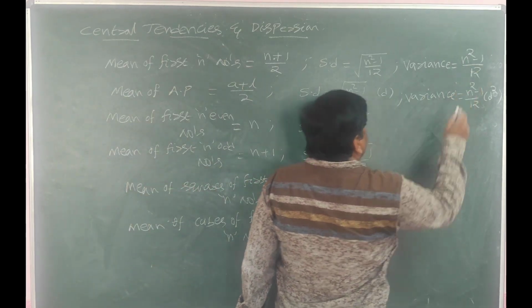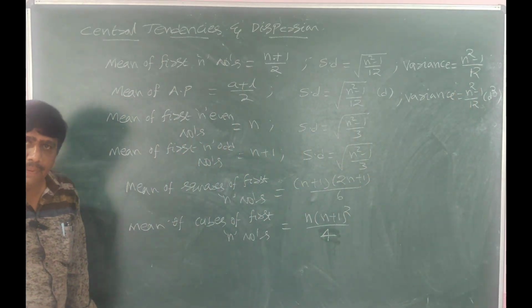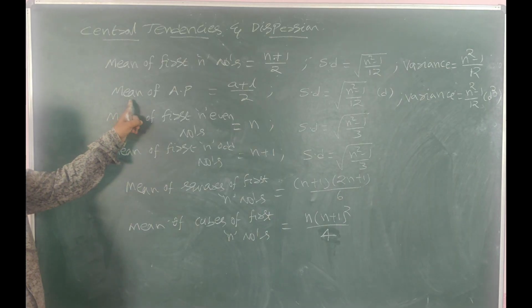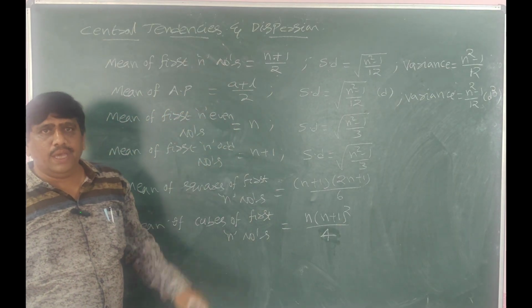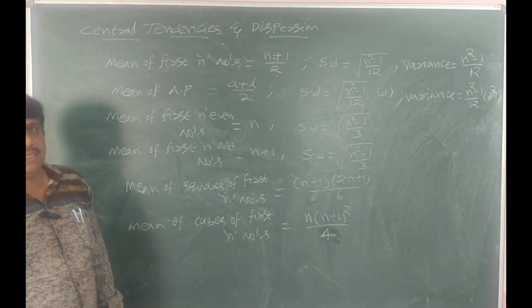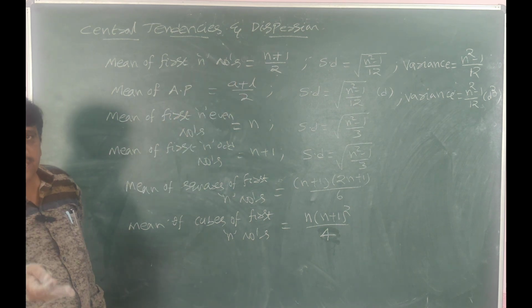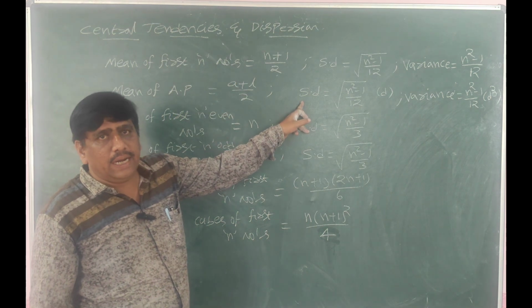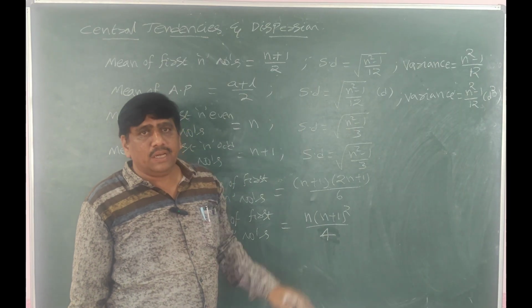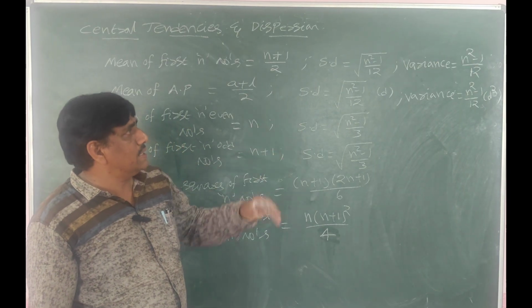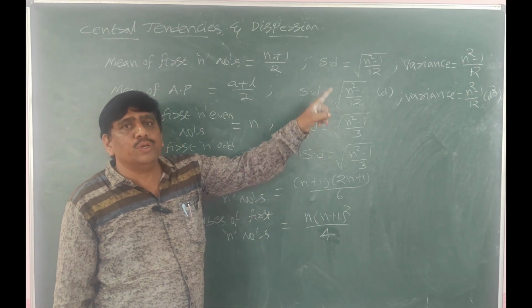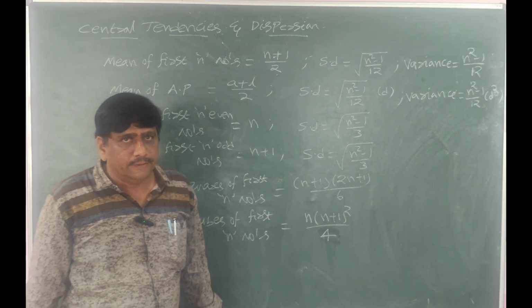Similarly, if the given series is in AP, the arithmetic mean is first term plus last term by 2, A plus L by 2. If the given series is in AP, you can compute the mean using A plus L by 2. And the SD formula is directly root of n square minus 1 by 12 into D. That means the variance is n square minus 1 by 12 into D square, the square of SD.